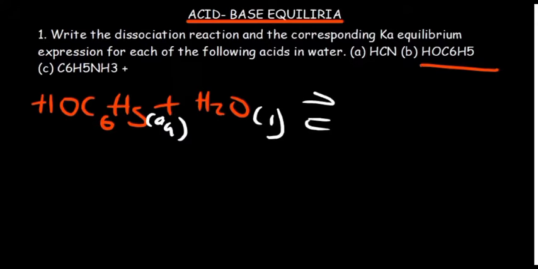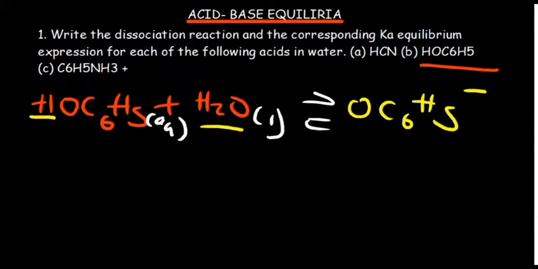Okay. So basically, it's also very important to make sure that you show this, because this is in equilibrium. It's something that is reversible. So we're supposed to lose a proton there. So we have OC6H5 minus. Then this part is going to gain.